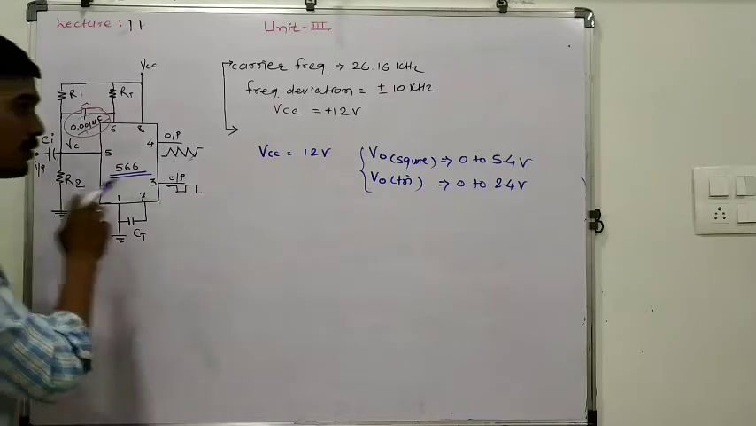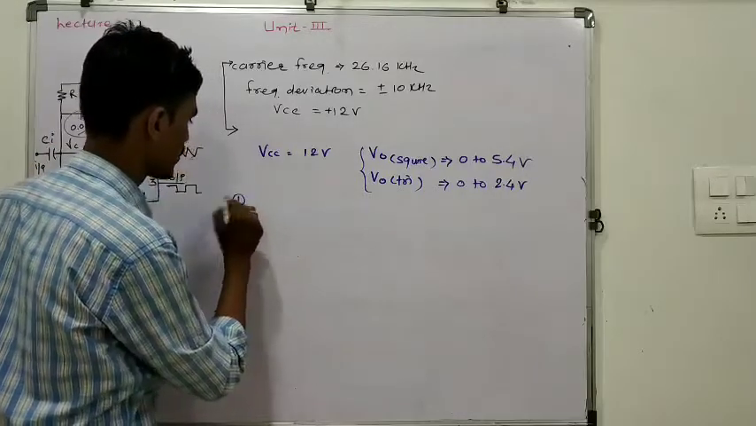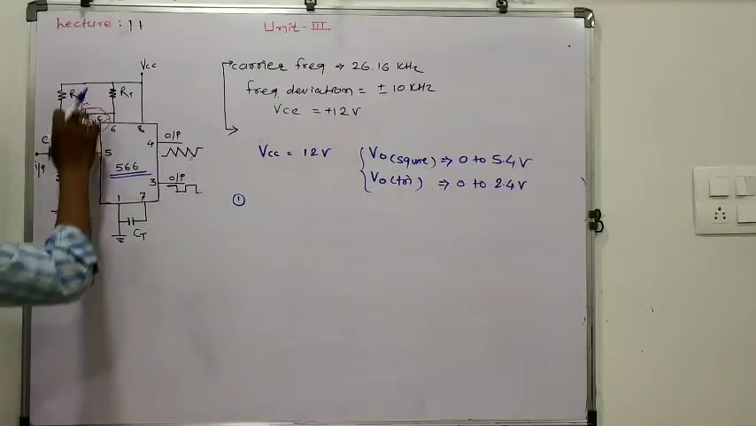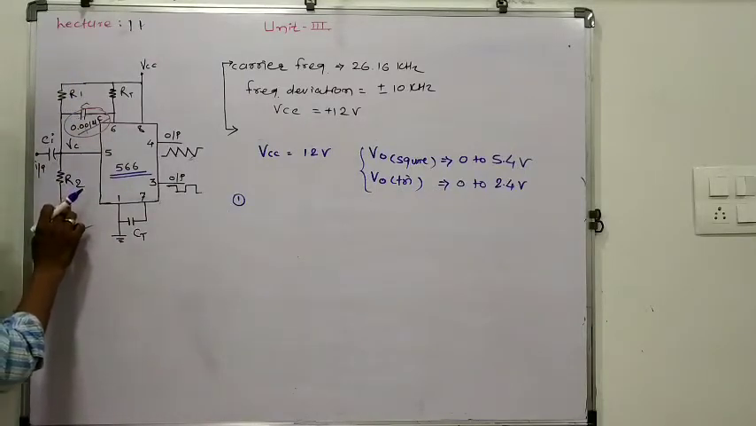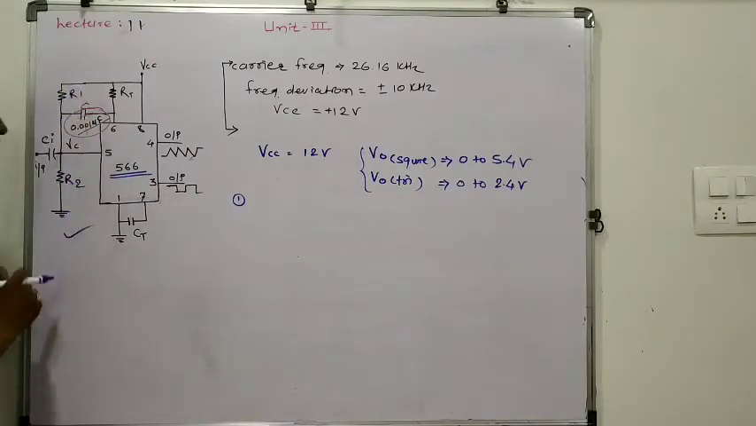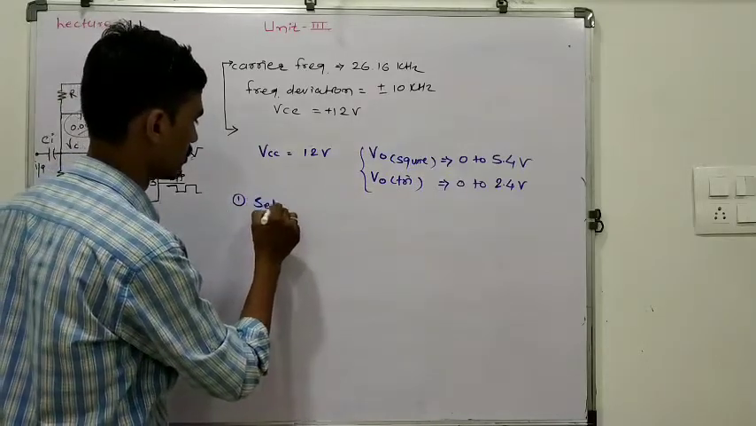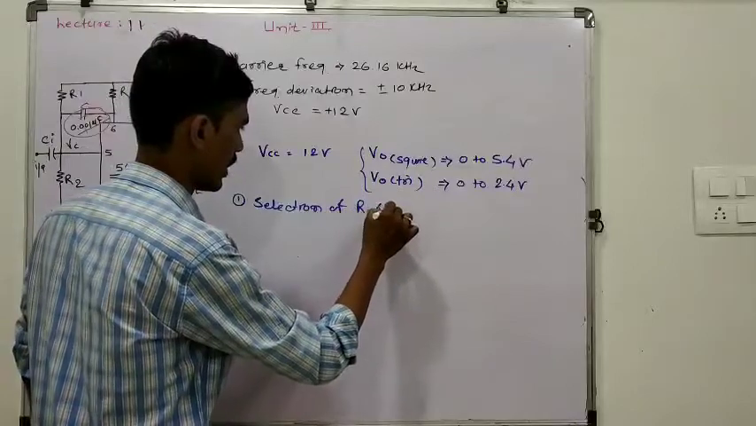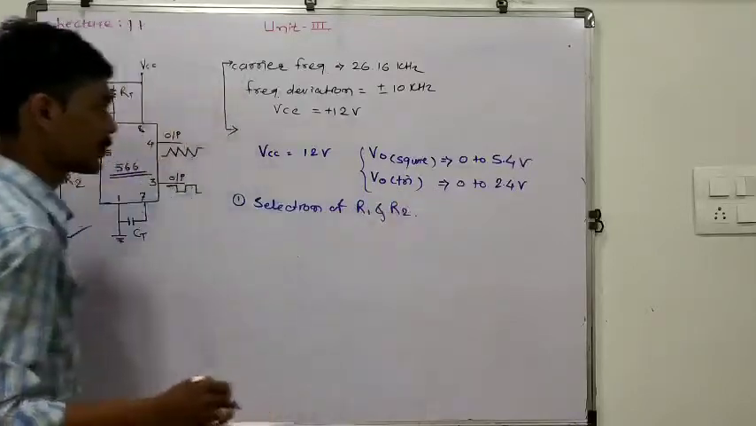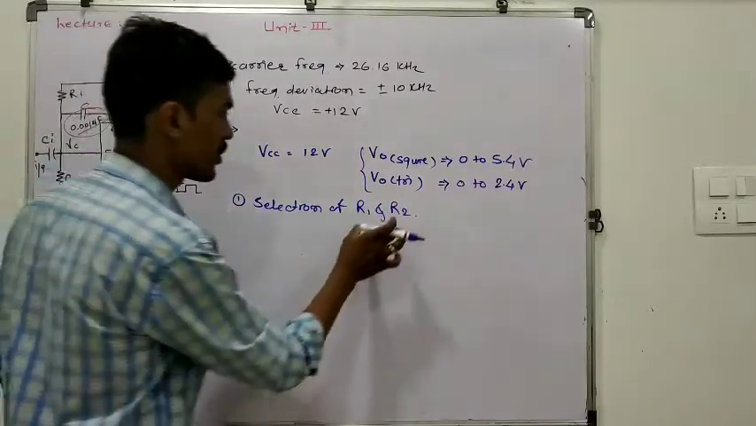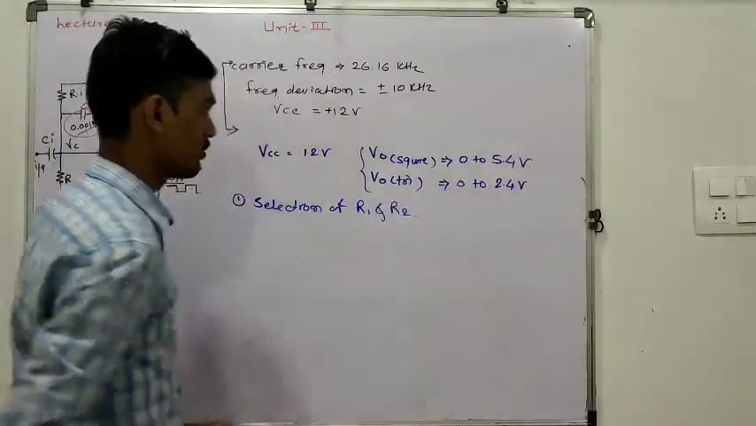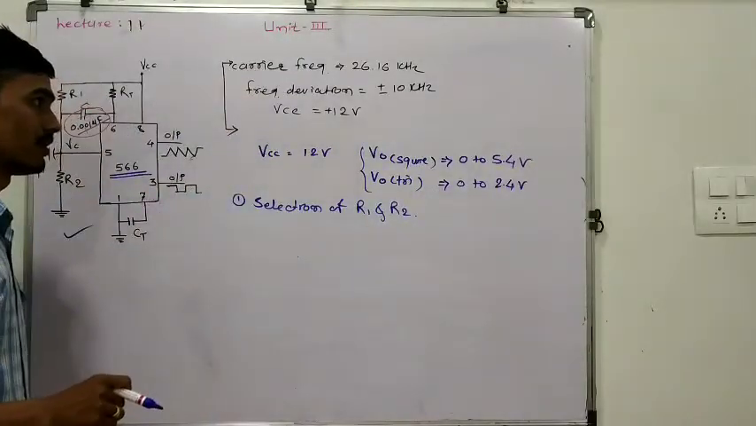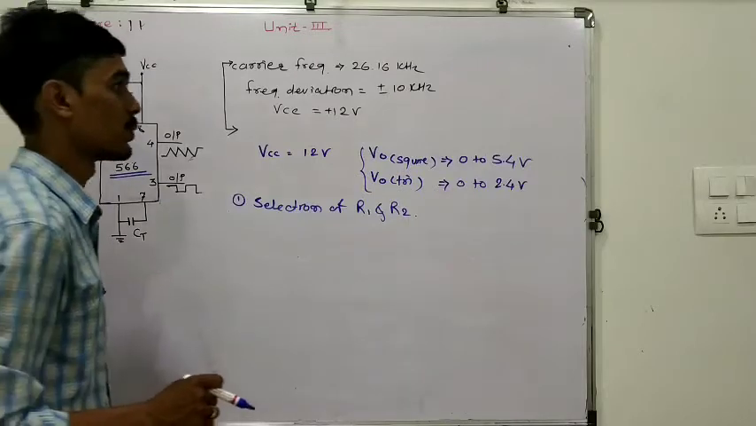Now the first point is the selection of R1 and R2. These act as a voltage divider network. So let us start with the selection of R1 and R2. Whenever we talk about the selection of R1 and R2, note that no data is given related to VC.